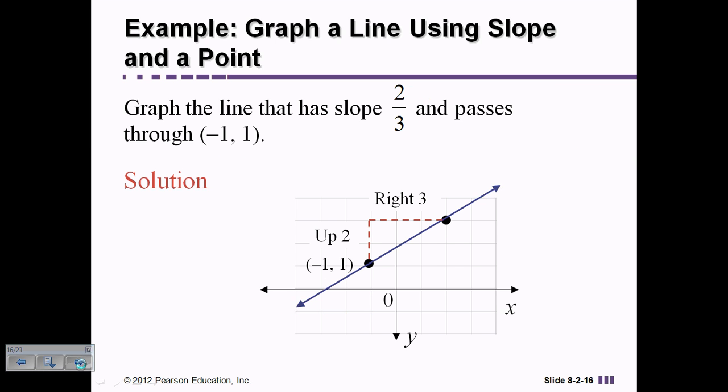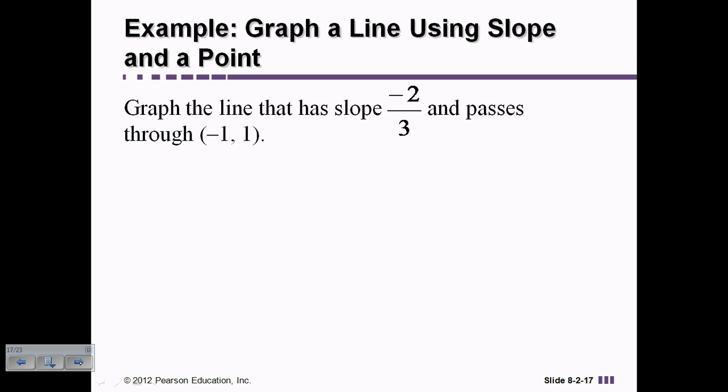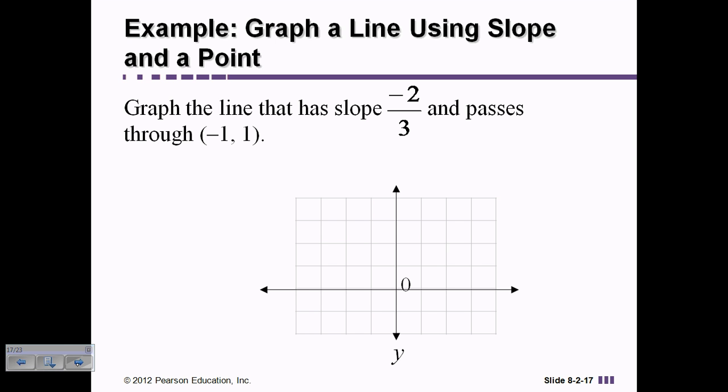Okay, so let's look at another example. This time our slope is -2 over 3, and it passes through the same point. So what they're telling you to do this time is they want you to start at the point (-1, 1), but this time we're going down 2, which is -2, we're going to the right 3, and we end up with a point over here on the left. So you'll notice that this line is going in a different direction than the first line that we drew in the other example.